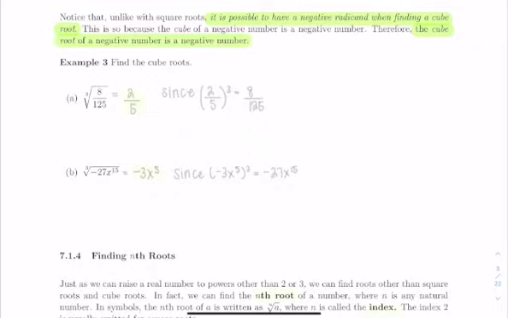So let's go ahead and find the cube roots. Instead of looking for a number squared that would give me the radicand, this time I'm looking for a number cubed. So just like last time, when we're dealing with fractions, we cube both the top and the bottom. So what cubed gives me 8? 2 does. And what cubed gives me 125? 5 does. So the cube root of 8 over 125 is 2/5, since 2/5 cubed is 8 over 125.